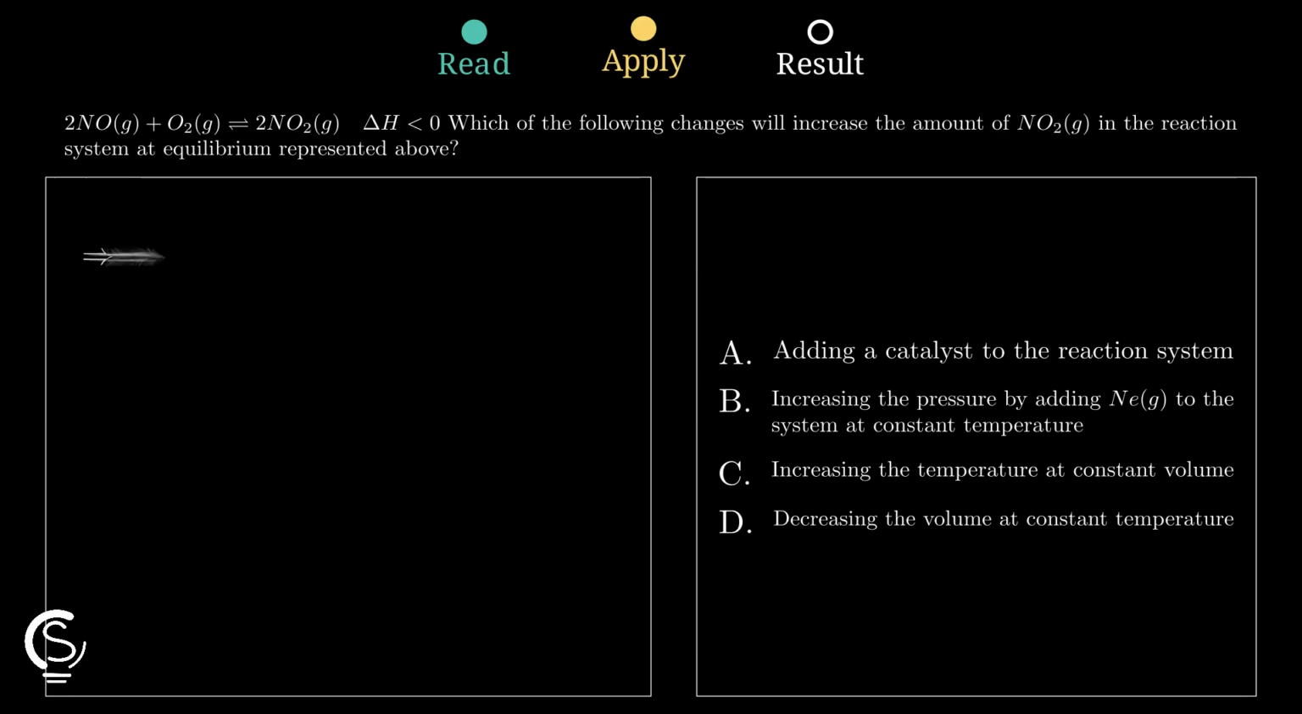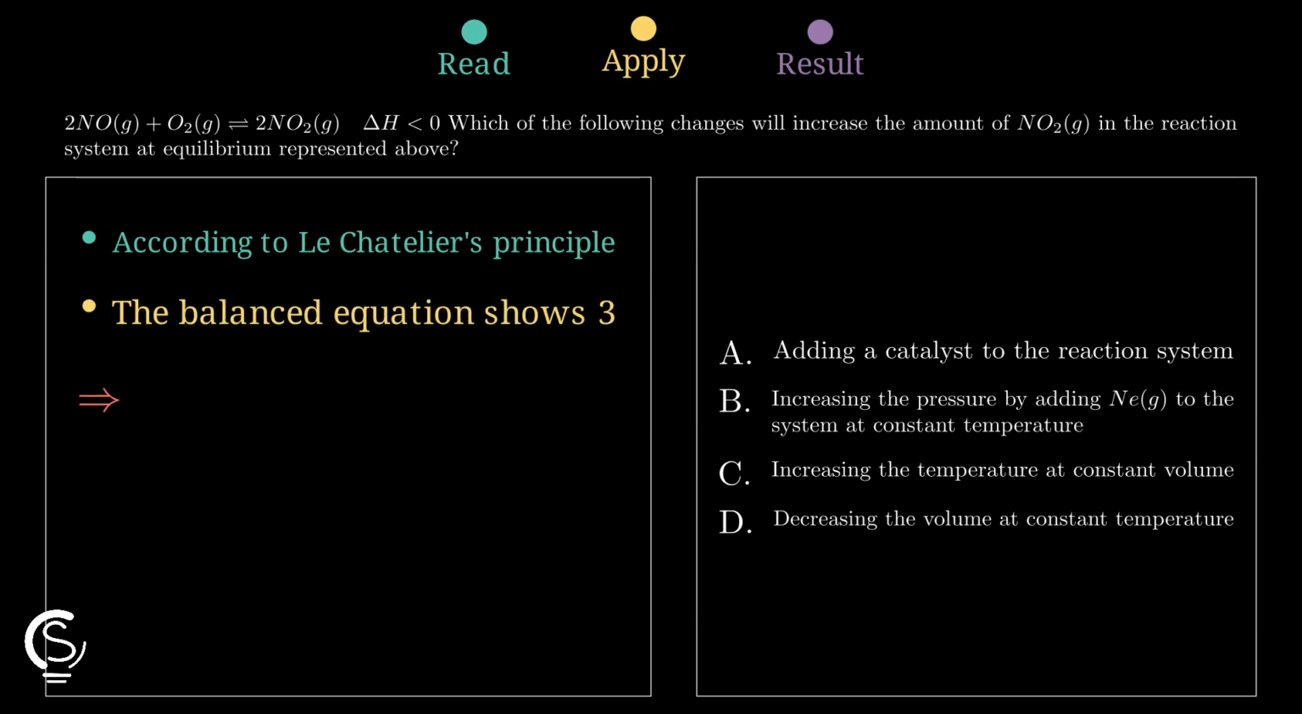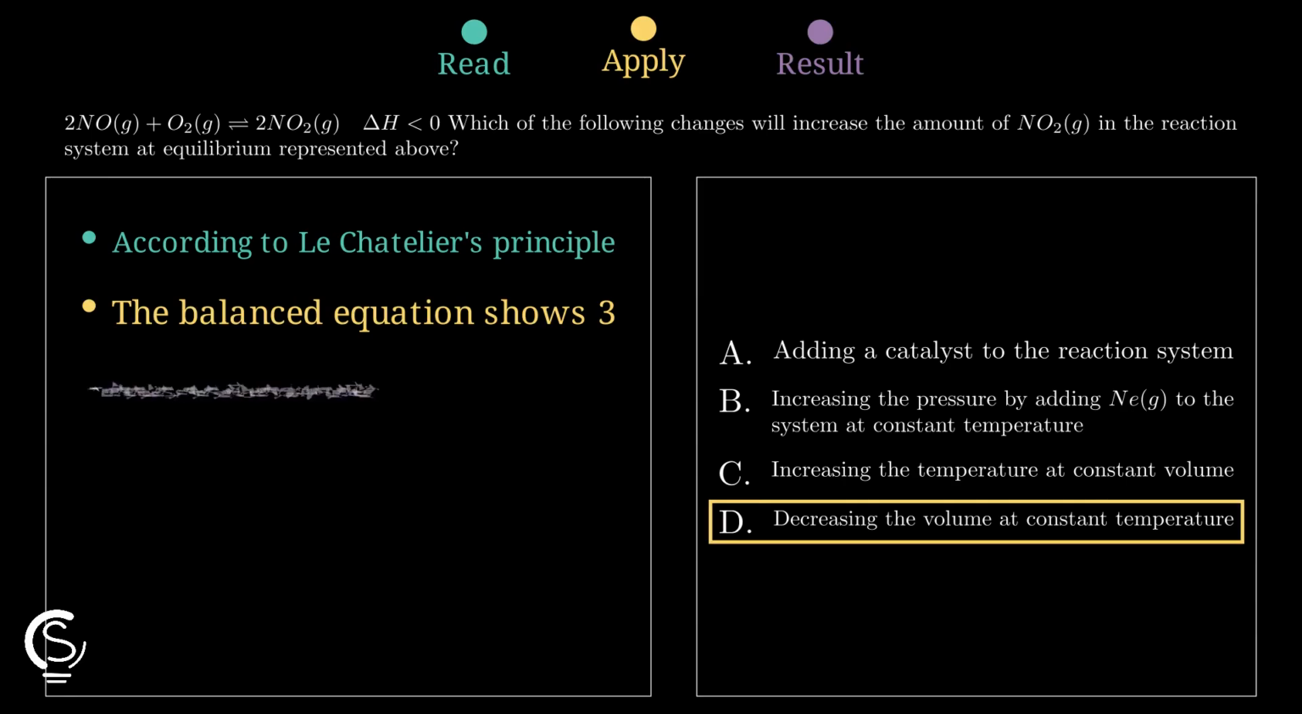Now count gas moles in the balanced equation. The left side has 3 total moles, 2 NO plus 1 O2, while the right side has only 2 moles. Therefore, decreasing the volume increases pressure, and the equilibrium shifts toward the side with fewer gas moles, which is the product side, making NO2.